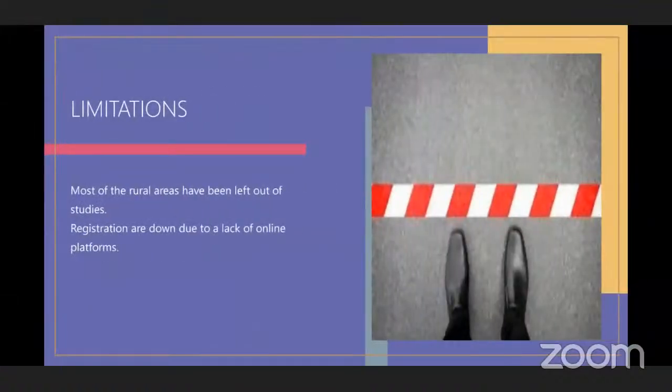The limitations of our study are that most of the rural areas have been left out of the study due to lack of electronic appliances. Registrations are down due to lack of online platforms.